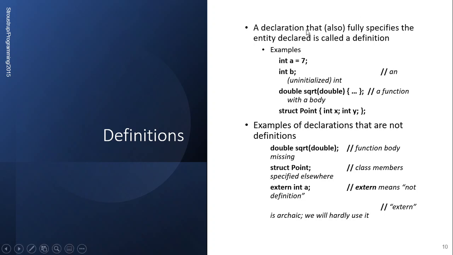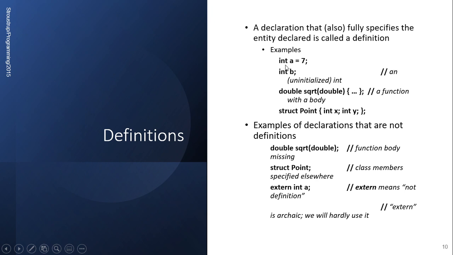A declaration fully specifies the entity declared. So what is a definition? A definition is basically a declaration that also fully specifies the entity declared. So any declaration that fully specifies the entity that it declares is called a definition.